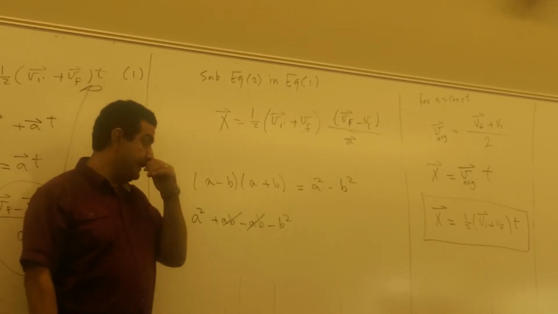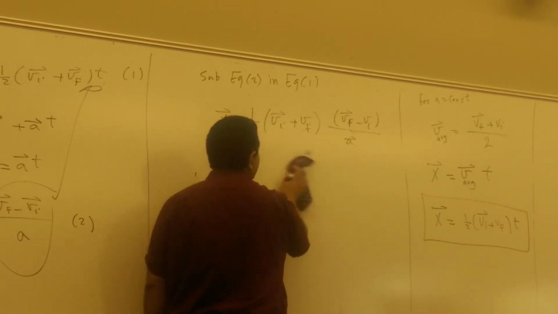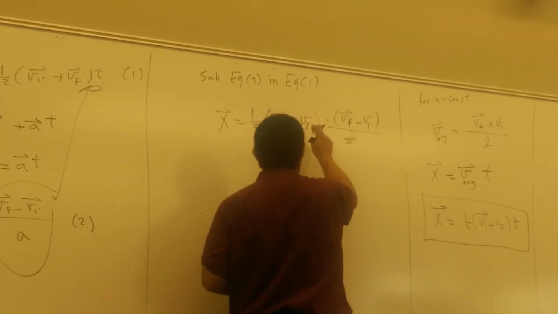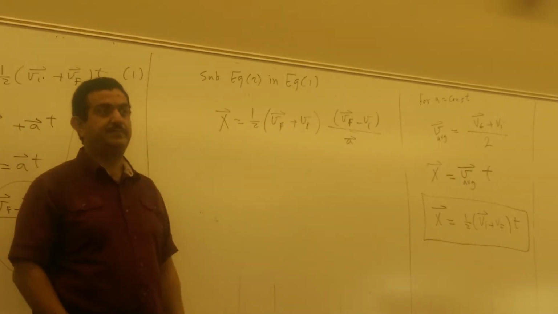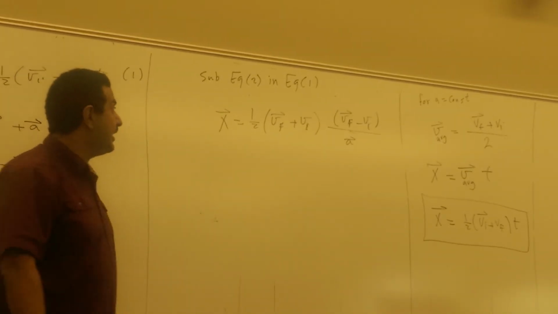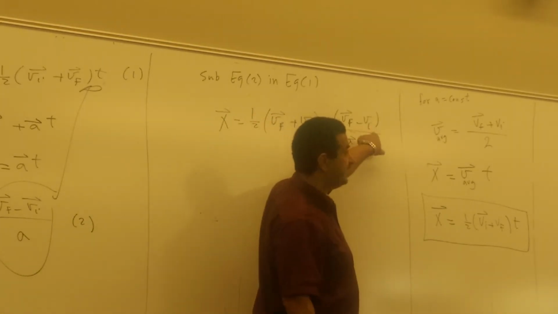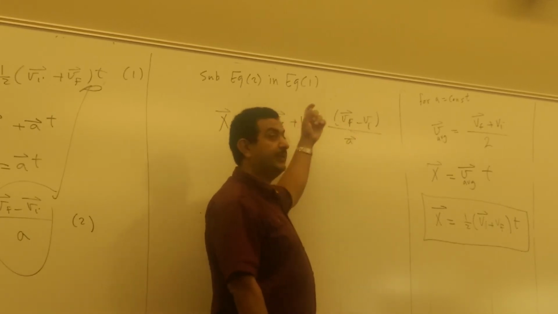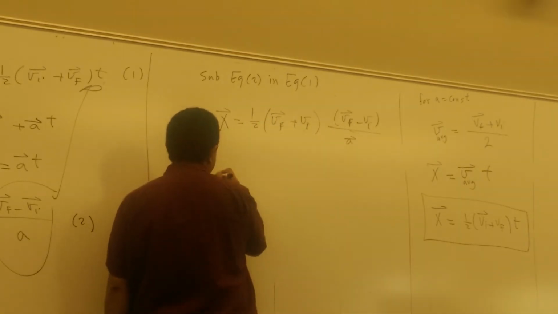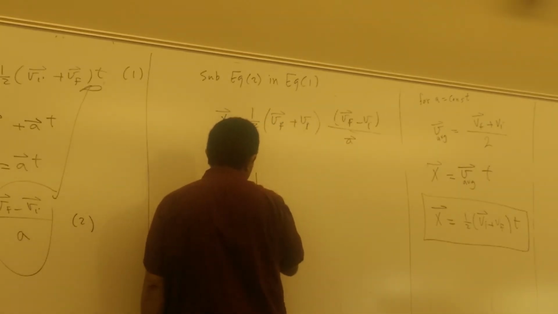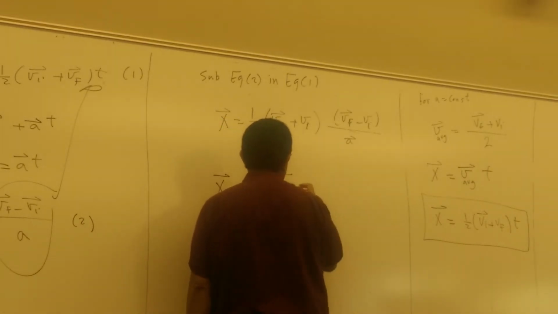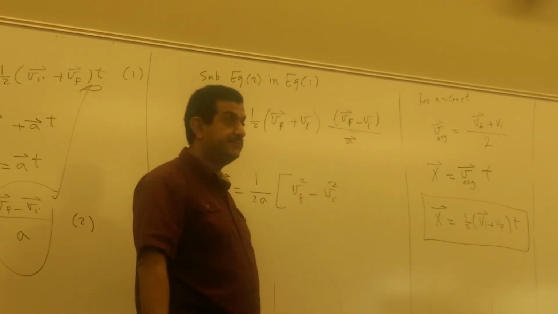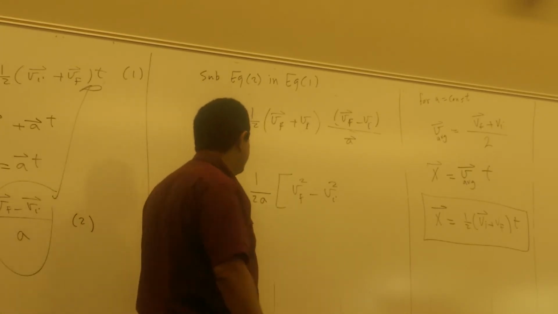Cool? So if you look in here, I could write this also as V final minus V initial. It doesn't matter, right? Because addition is commutative. So this is V final minus V initial, like A minus B, times A plus B, which gives me what? A squared minus B squared. So based on that, X equals 1 over 2A times V final squared minus V initial squared. Good? Yes. So far so perfect.